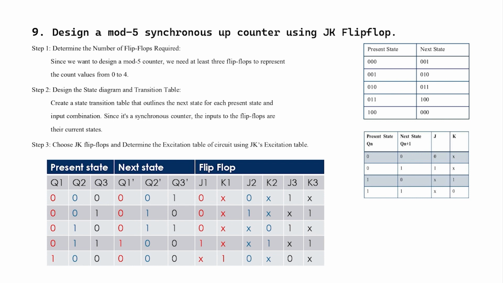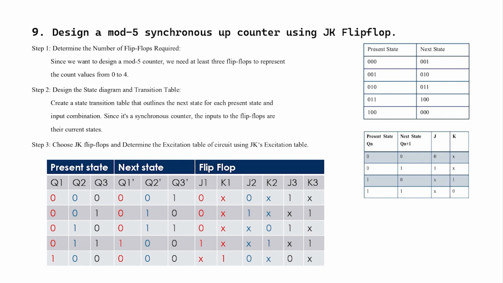Step 2. Design the state diagram and transition table. Create a state transition table that outlines the next state for each present state and input combination. Since it's a synchronous counter, the inputs to the flip-flops are their current states, as Figure 1.